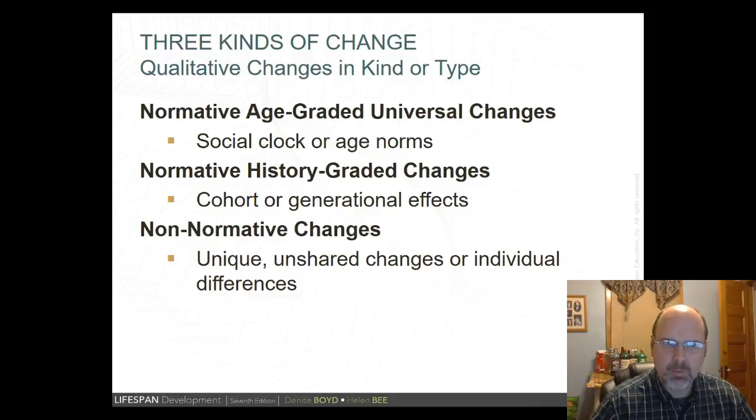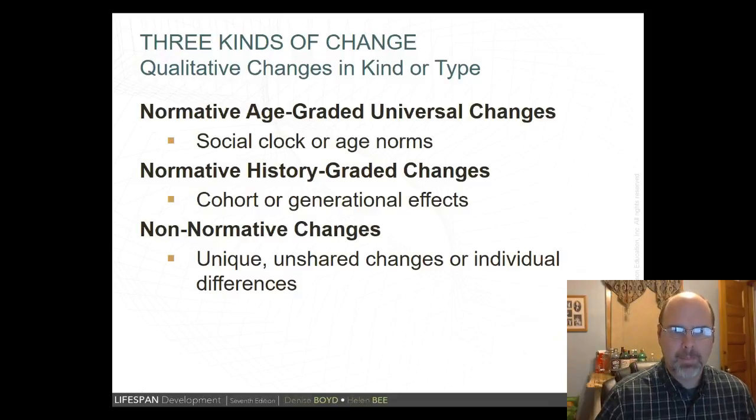And then non-normative changes are unique unshared changes or individual differences. This could be genetic differences or things that happen in a critical period or a sensitive period, which I'll talk more about later, or atypical development.